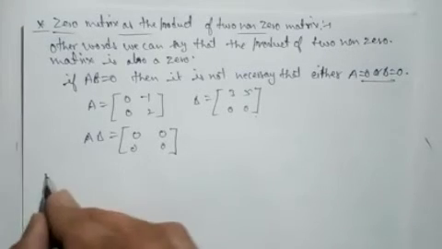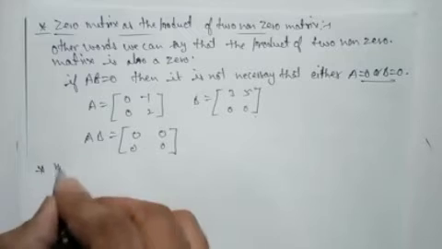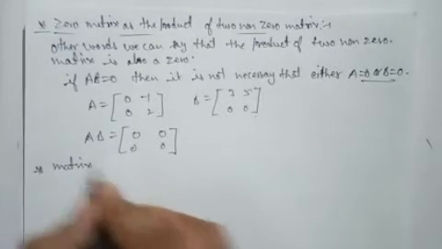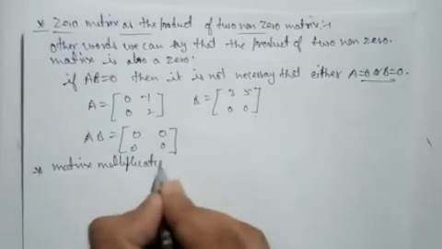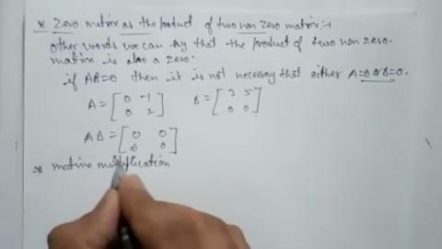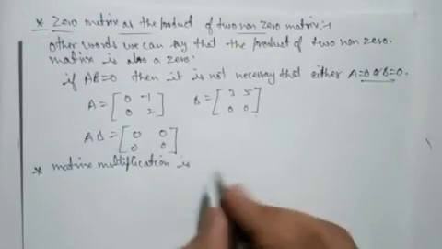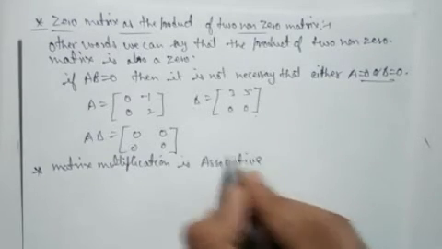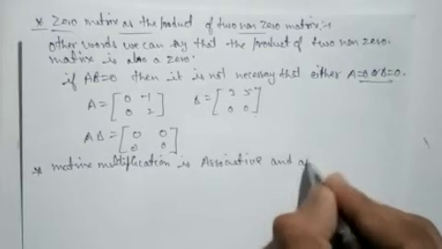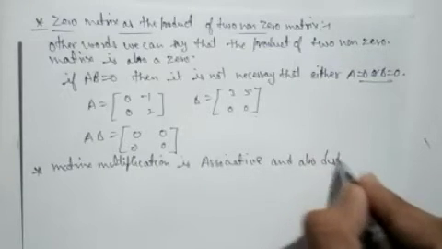So matrix multiplication is associative and also distributive.